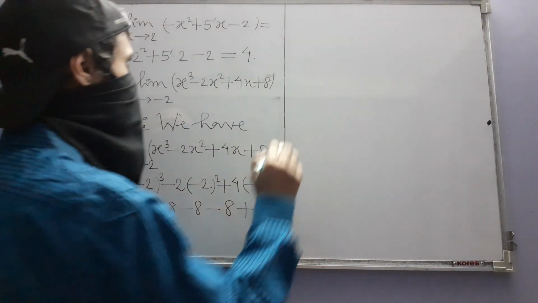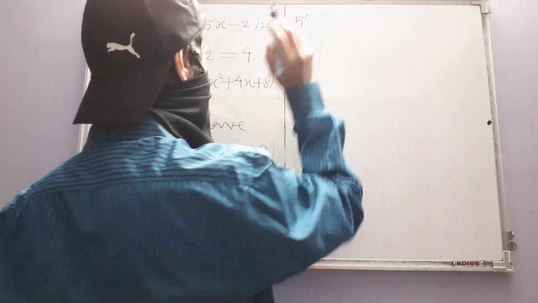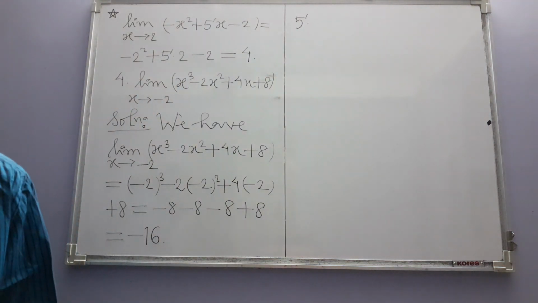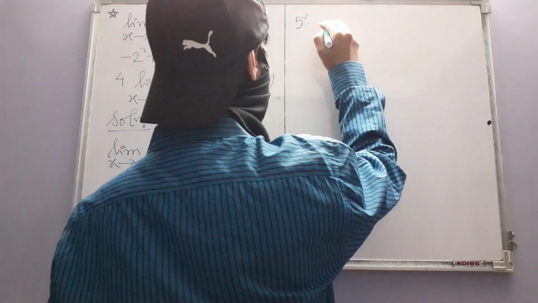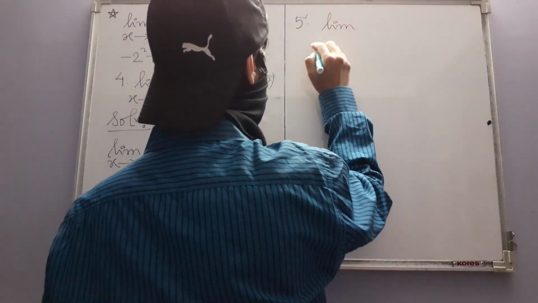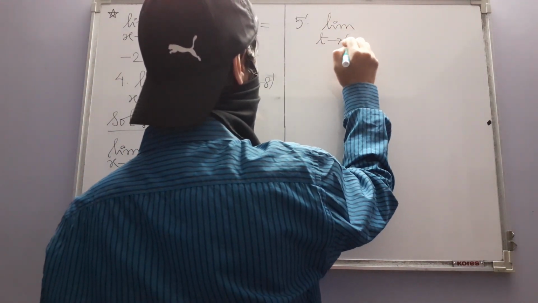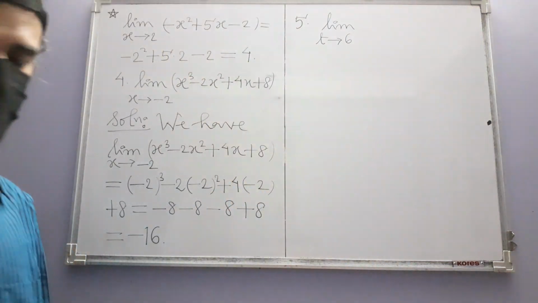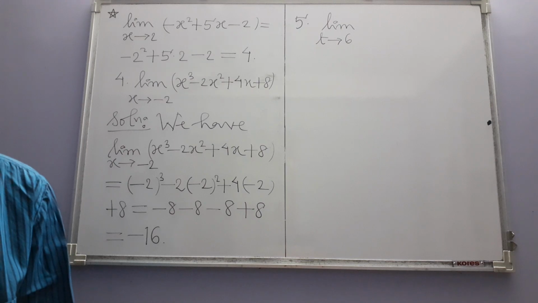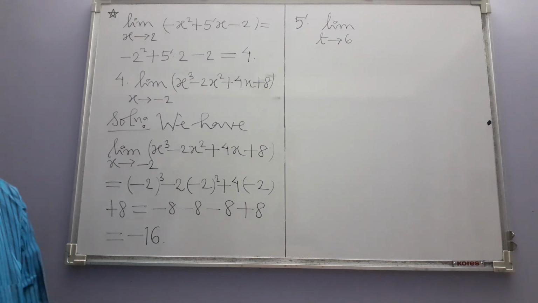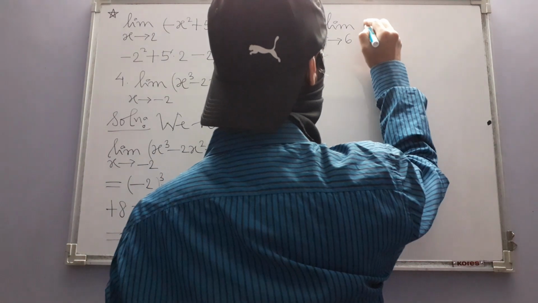Next, 5. Okay, the fifth one is limit as t tends to 6. Here the variable is t and the function is 8 times t minus 5 times t minus 7.